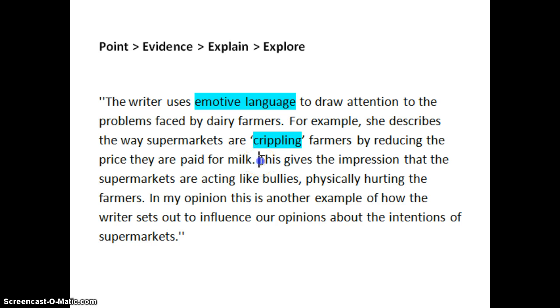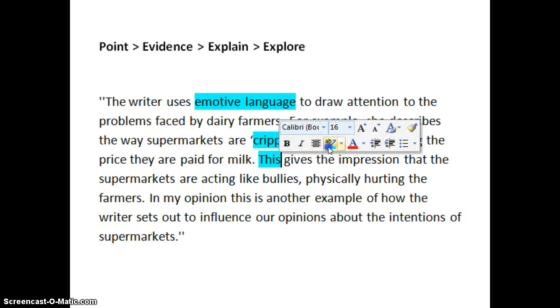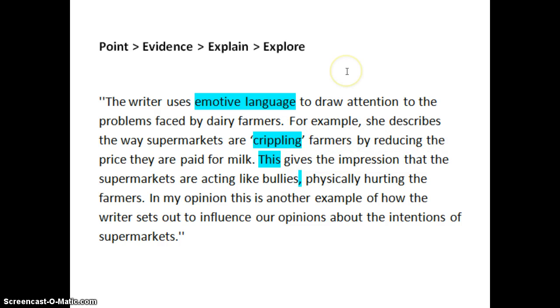The third sentence begins with another connective, this, which refers back to the previous sentence. This gives the impression that the supermarkets are acting like bullies, physically hurting the farmers. So in this third sentence we have an explanation. The student is explaining what the writer has been able to do by that use of emotive language. Note also the correct use of a comma there before the subordinate clause at the end of that sentence.